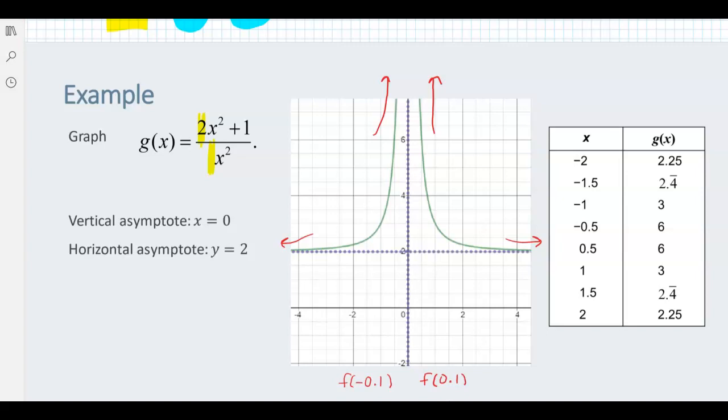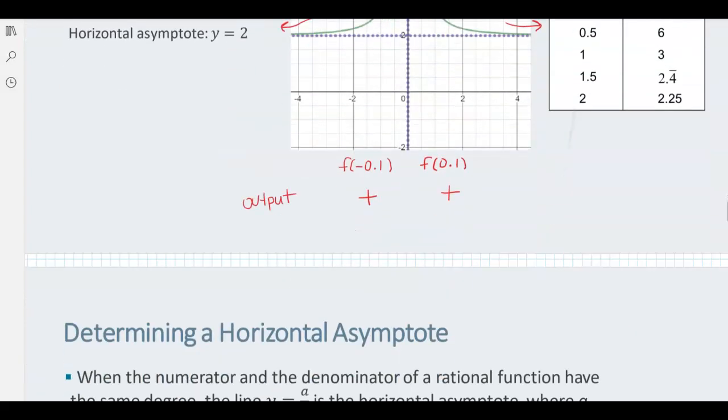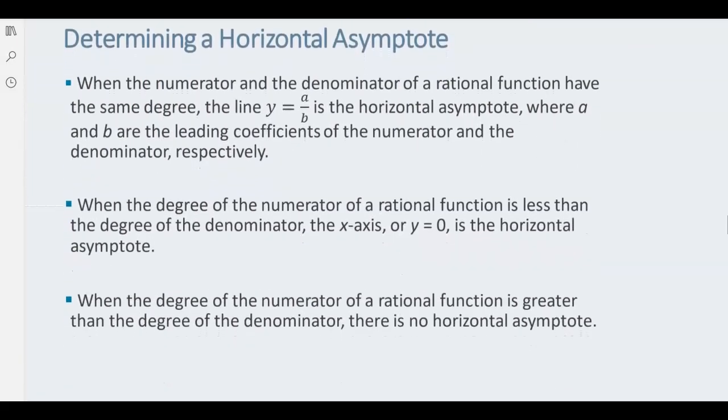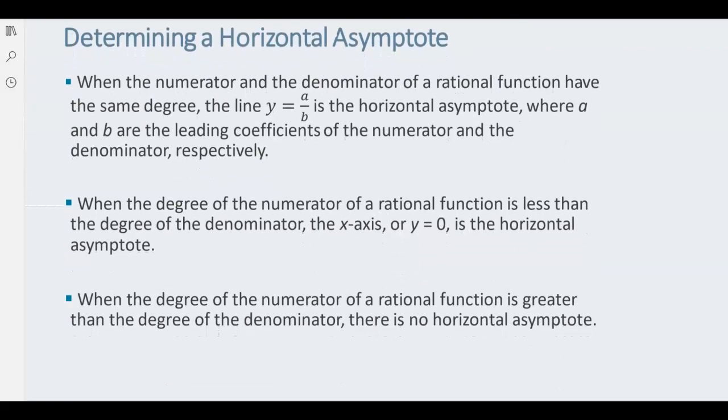So I can plug in other points if I want, just grabbing a couple points to get a structure for the graph, but you'll be using Desmos for most of your graphing, and what I'll want you to describe is how to find what the asymptotes are. So there are three different options for the asymptote. The first is the one we just talked about, when the numerator and the denominator have the same degree, and we're looking at the leading coefficients, right? And we set up this fraction.